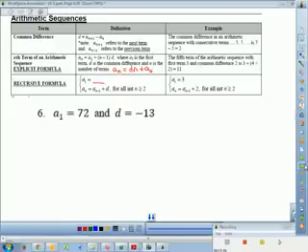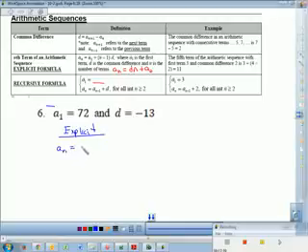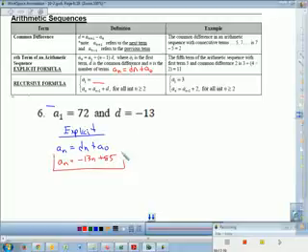Next one, explicit and recursive. There's your generic. Start with it. I don't know the previous term, or the 0th term, you just got to go backwards. If your common difference is negative 13, add 13 to your first term, and wouldn't you get 85? Is that right? 85?